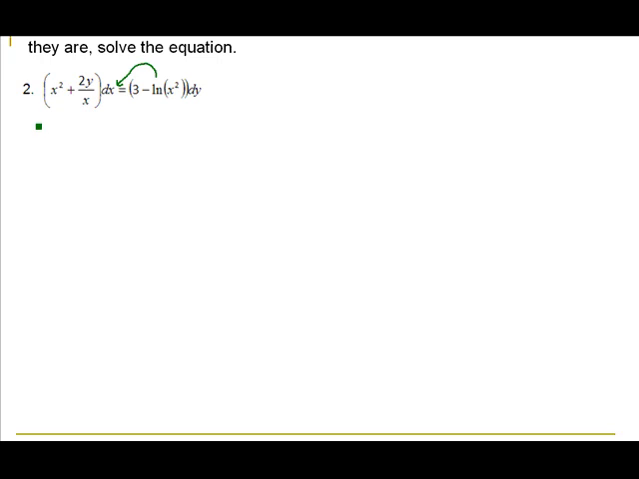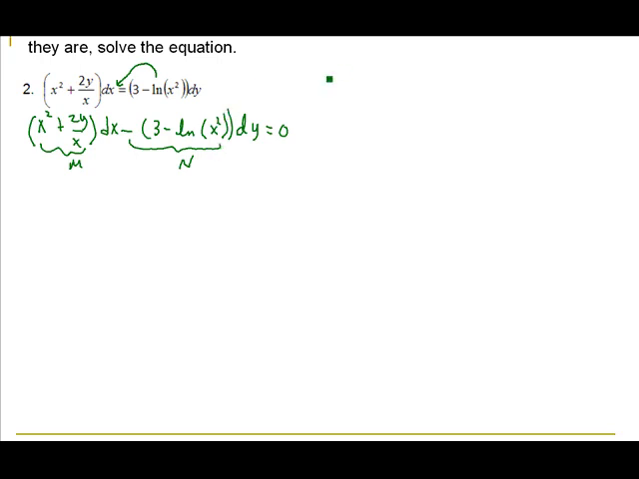so that I get x squared plus 2y over x dx minus 3 minus natural log x squared dy equals 0. So in this case, my m is x squared plus 2y over x, and my n is negative 3 minus natural log of x squared.